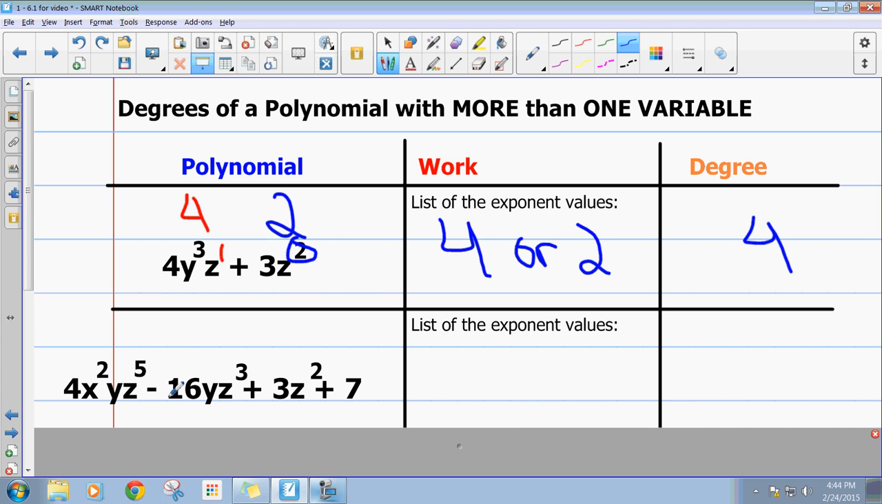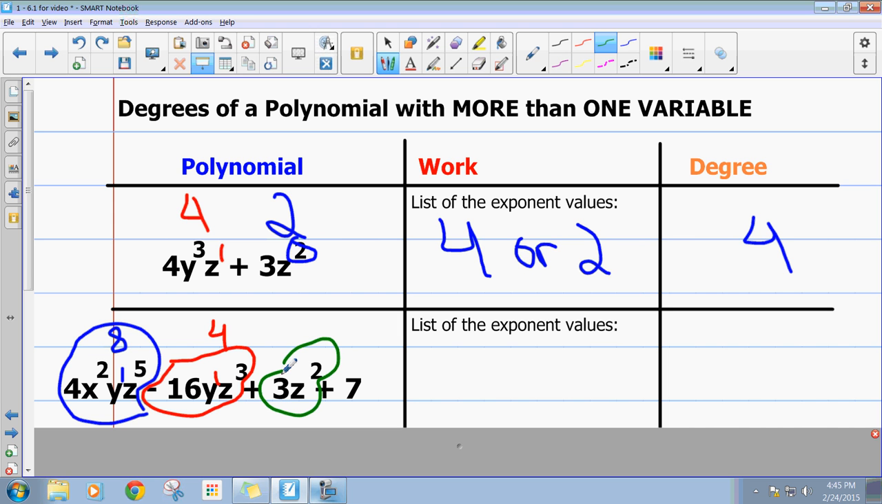One more. Here's our first term. We have x squared, y to the power of 1, z to the power of 5. Altogether, we have a grand total of 8 for that particular term. For our next term, negative 16y z cubed, the y has a 1, the z has 3. Altogether, that particular term has a degree of 4.